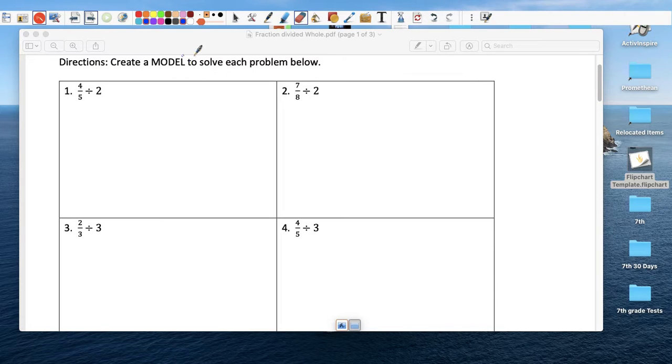That I asked you to do for homework, and you did really well today. So let's take a look at this. So let's look at the first one. The first one says 4/5 divided by 2, right?